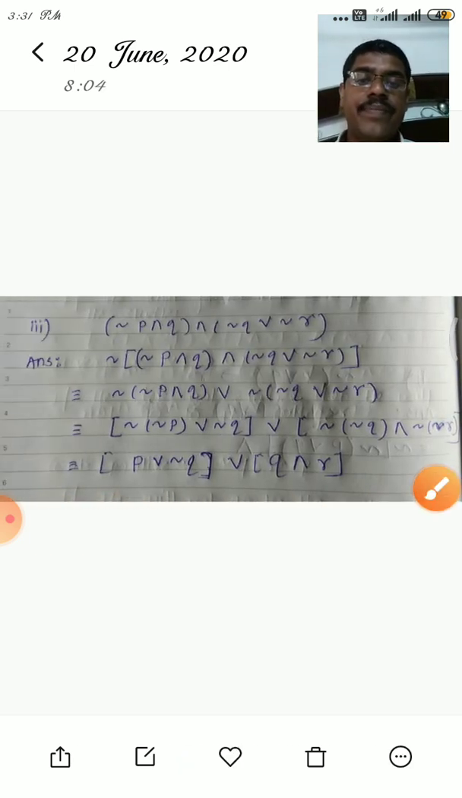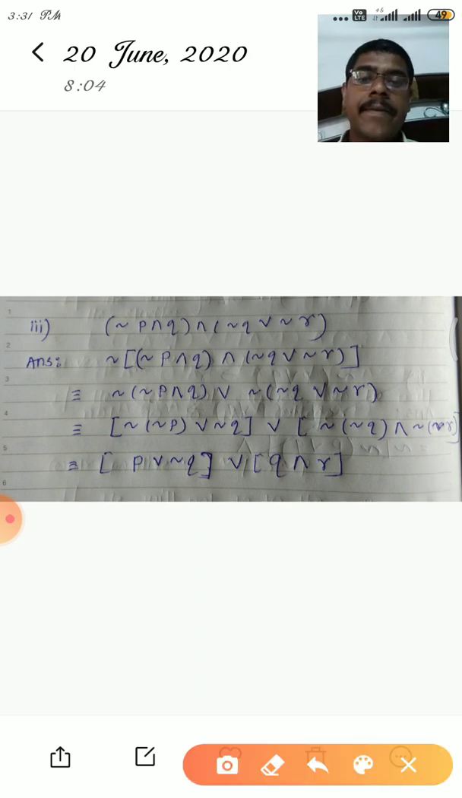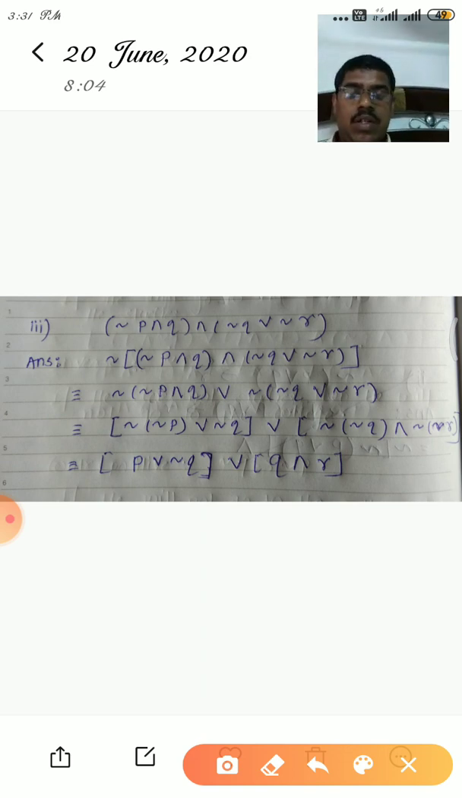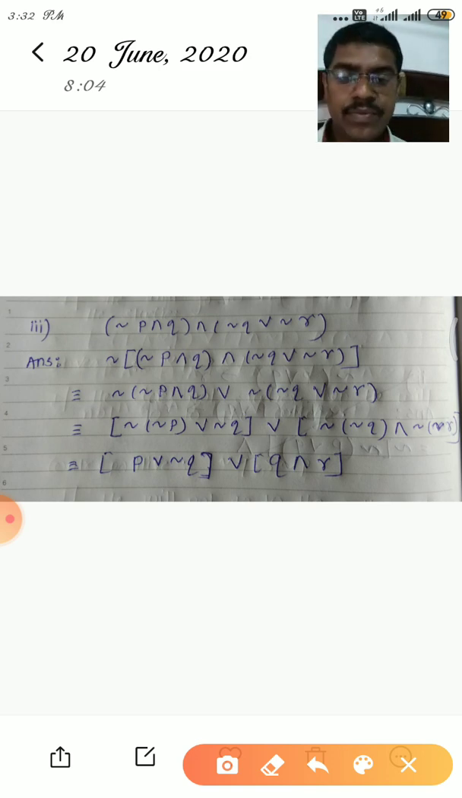See the third example: bracket negation P and Q, and second bracket negation Q or negation R. You see the answer here.